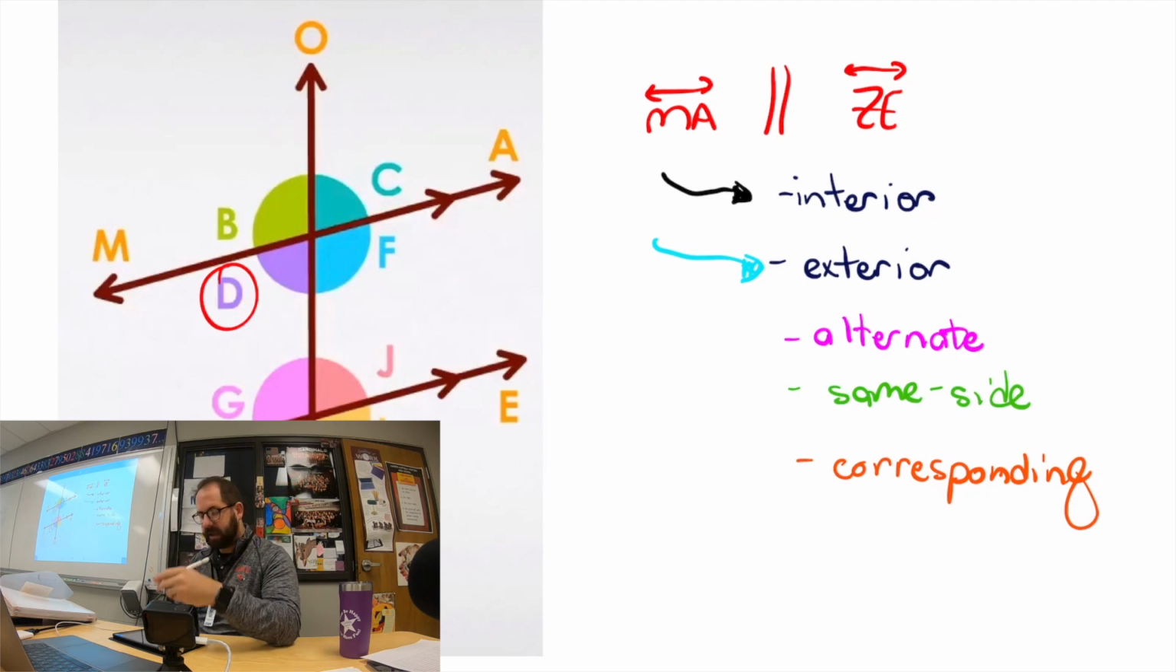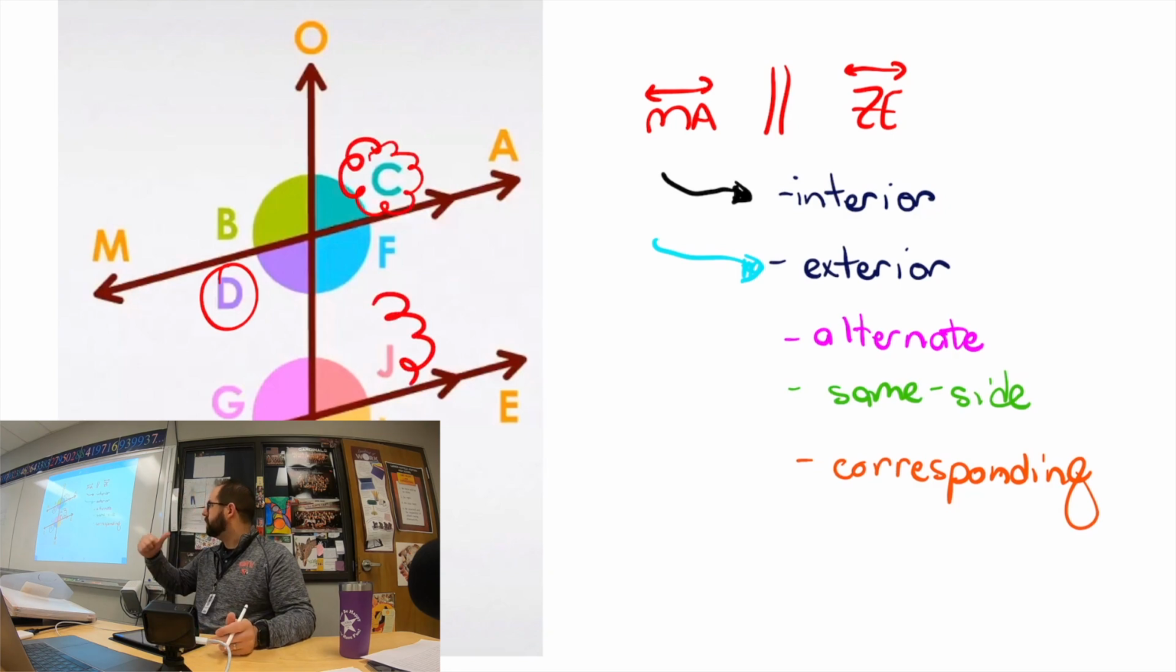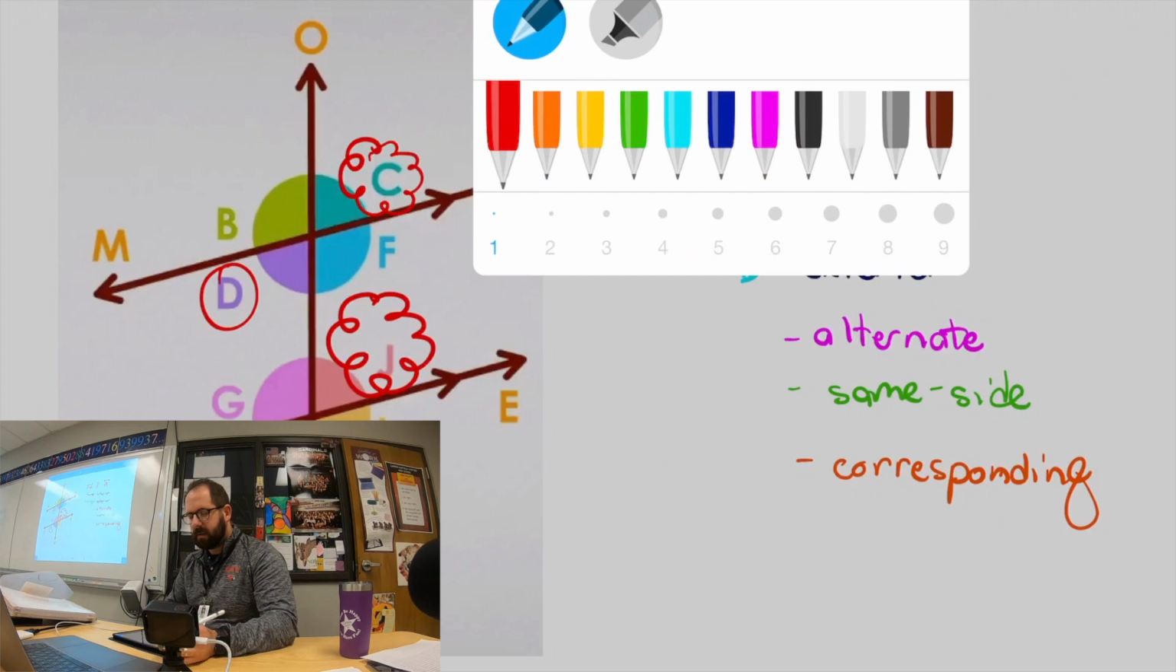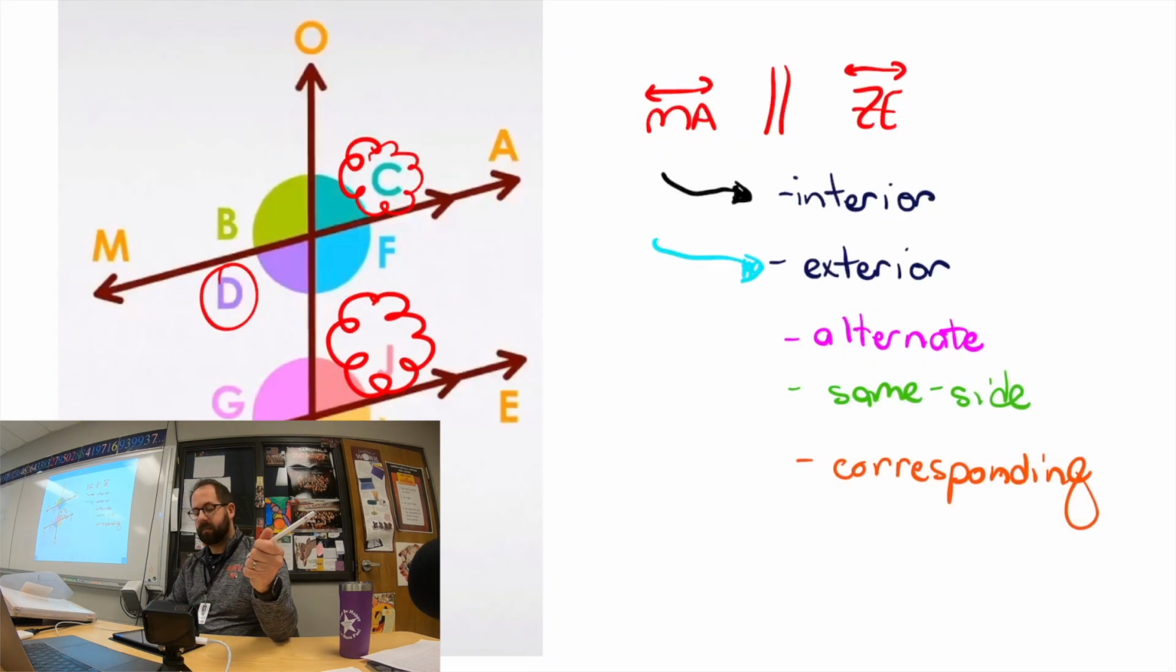C and J. C and J, there's a good one. I'll use different bubbles. C and J, right? One's inside, one's outside. They're on the same side of the transversal. One more pair. B and G. Yeah, B and G, right? You can pick B and G. One's inside, one's outside. They're on the same side. They're not physically next to each other. That's corresponding.